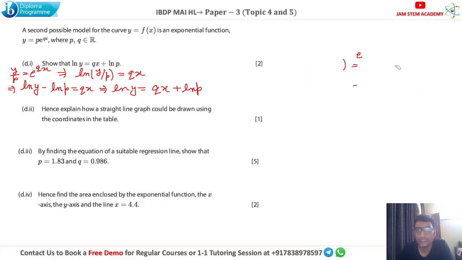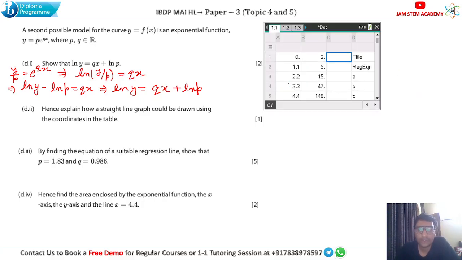For that, I'll use the GDC. In your GDC, go to spreadsheet again. In column A, we already entered the X values. Here we entered already the Y values. Now in column C, let's enter the natural log Y values. For that, go to this cell and write the formula equals natural log of this. What is that? It is B1 actually. So natural log of B1.